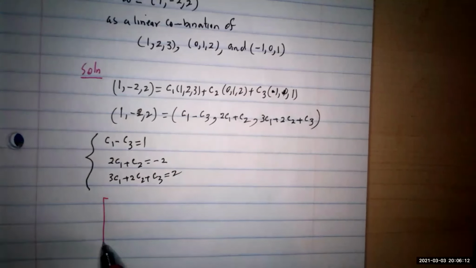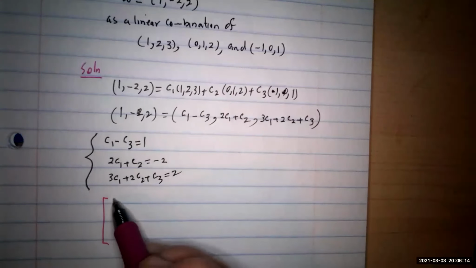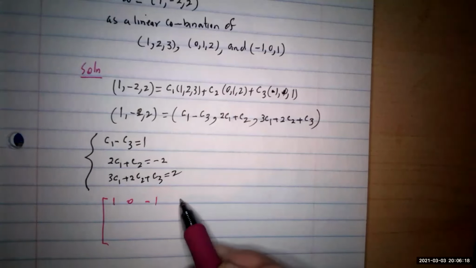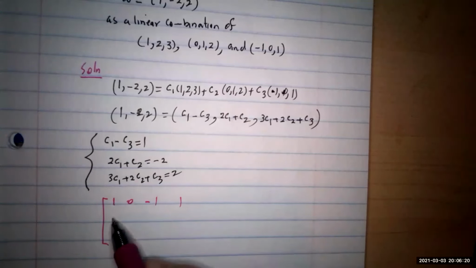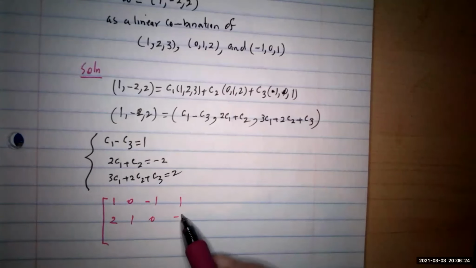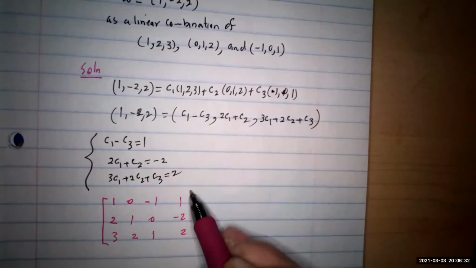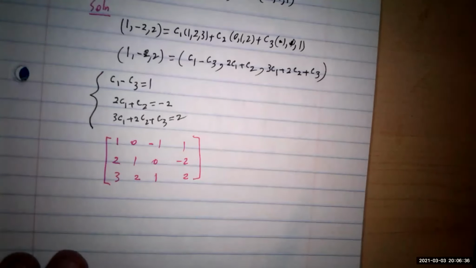So again, you can try to solve this system of equations manually if you like, or quickly use the augmented matrix. C1 is a 1, there is no C2, then a -1 and 1. The second one, this is a 2, 1, no C3, -2. And the last one is going to be 3, 2, 1, and 2. This is going to be your matrix.